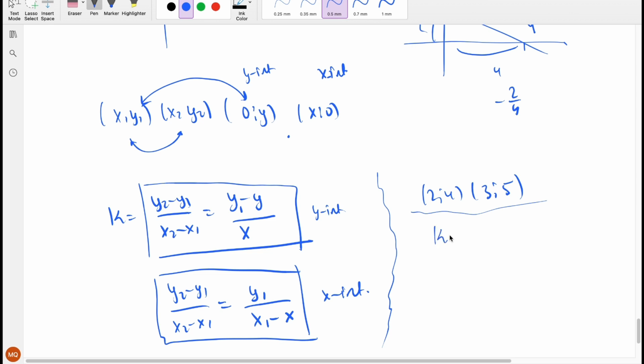First find the slope with this one. It will be (5 minus 4) over (0 minus 2), so it is 1. After that, write it here: y is equal to x plus b. Let's put it here: 5 is equal to 3 plus b, and b is equal to 2. So 2 is the y-intercept.